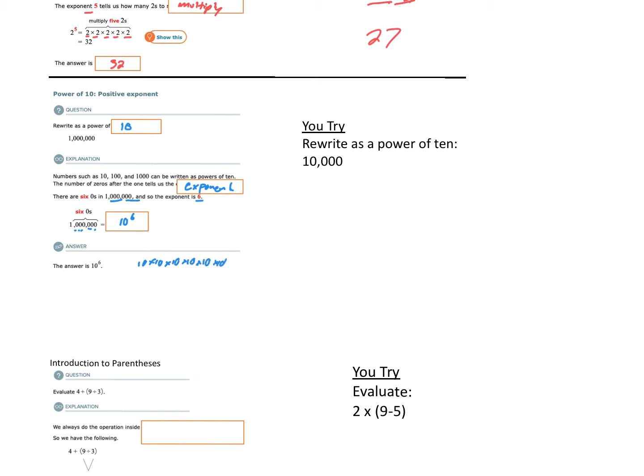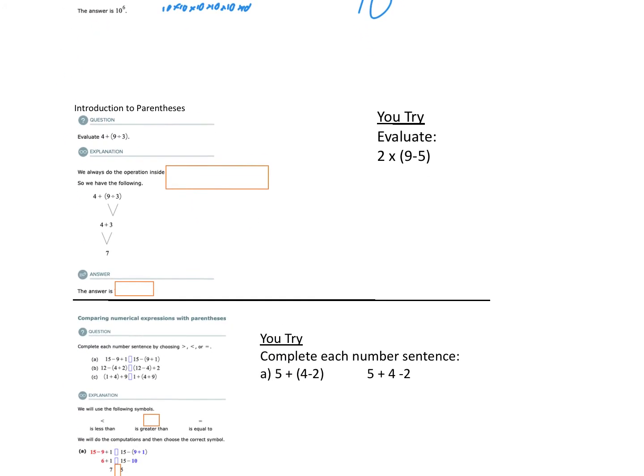Okay, so let's rewrite 10,000 as a power of 10. So it's 10, and then we count how many zeros there are. 10 to the power of 4. We don't need to solve, we just need to write 10 to the power of 4. Otherwise it looks too much like 104. Big 10 base, little 4 exponent. All right, so that's exponents.